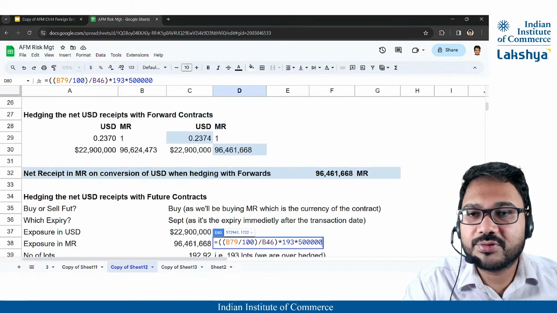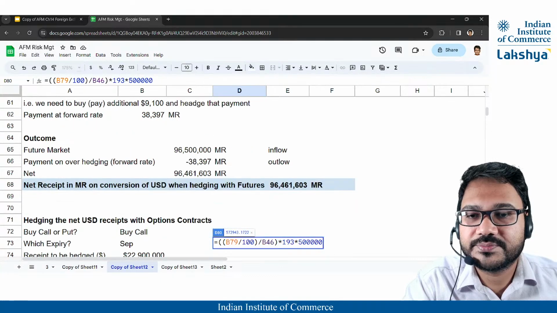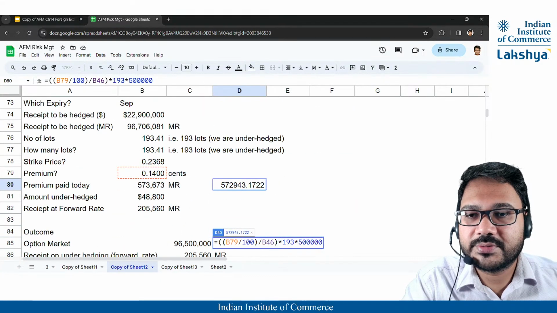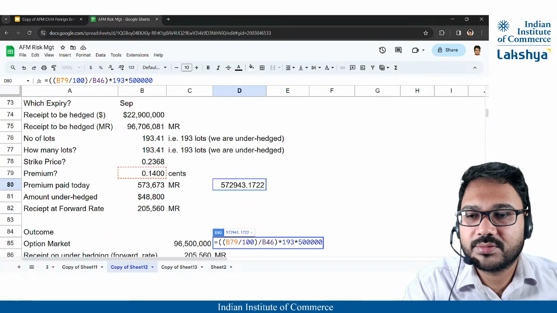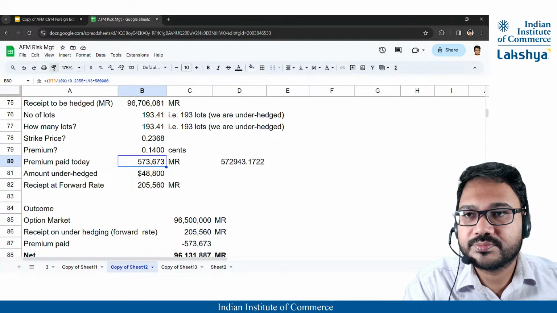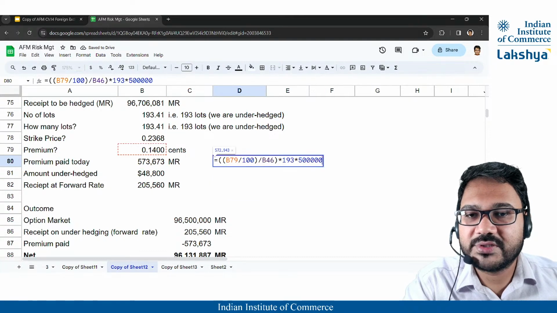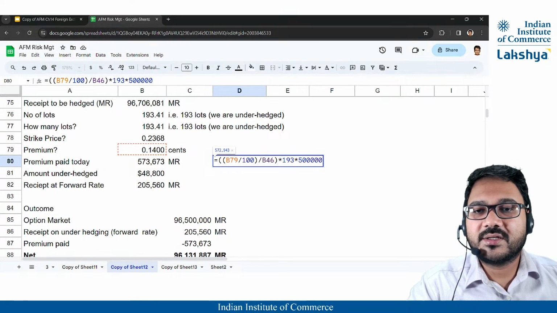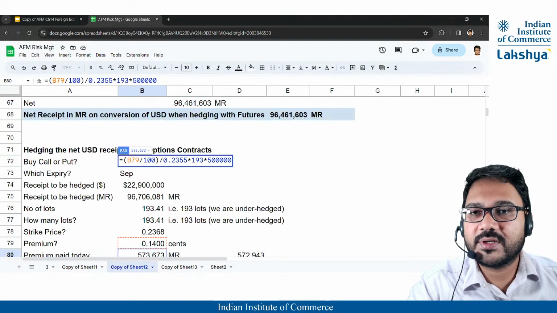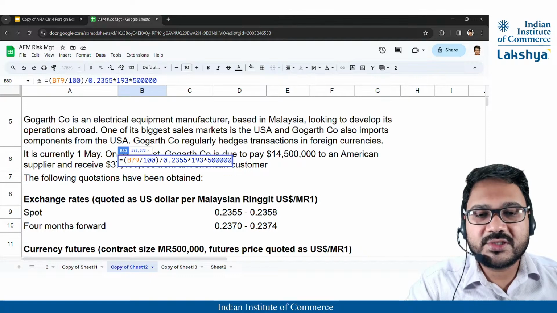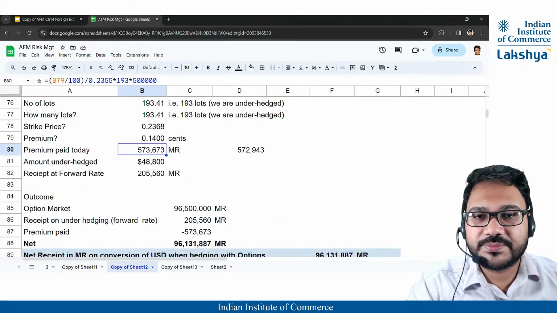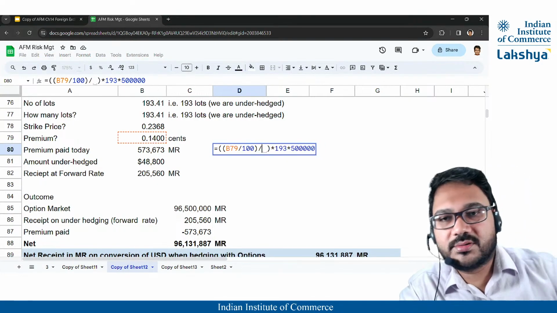They didn't take the spot rate, they took the futures 2355. Just a moment. Where's my strike? 2368. I think this is wrong. This should be the correct one. Okay, there's a small difference because this conversion needs to be done at the strike rate. They have taken 0.2355. I'm not sure where they got that 0.2355 from. But let's read the question. Oh, okay, it's the spot rate, but I took the wrong spot. Sorry. It will be this spot.